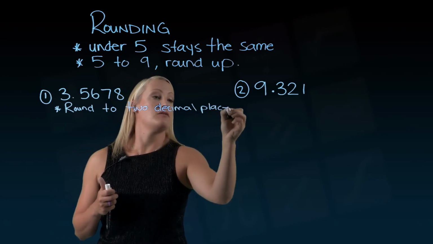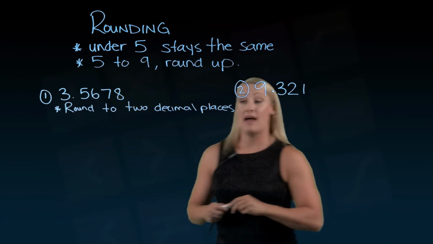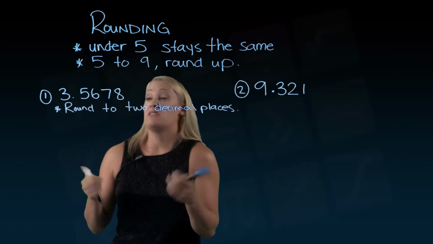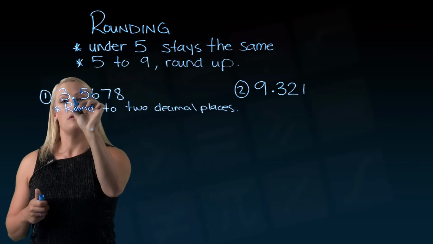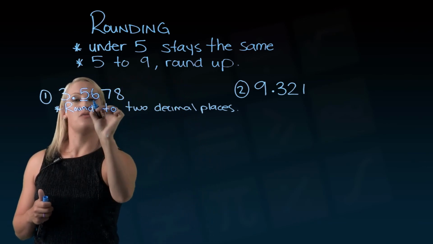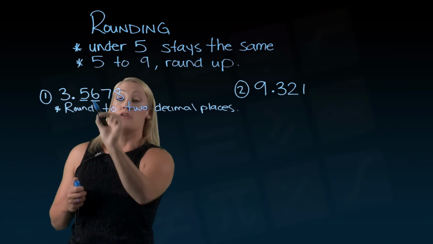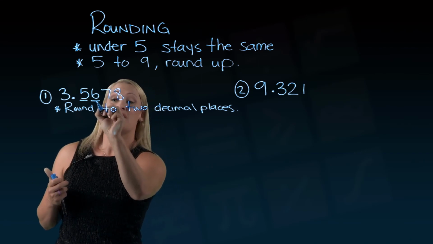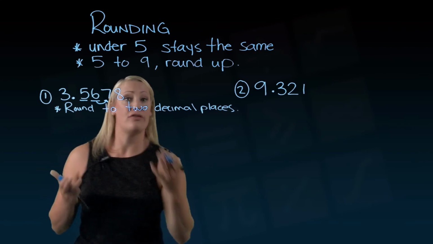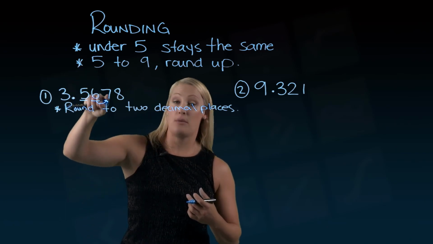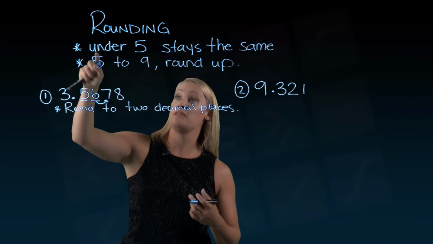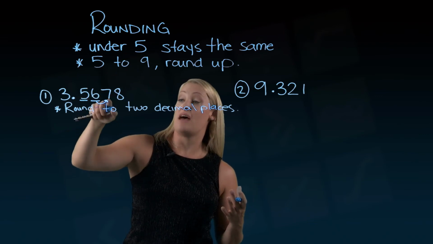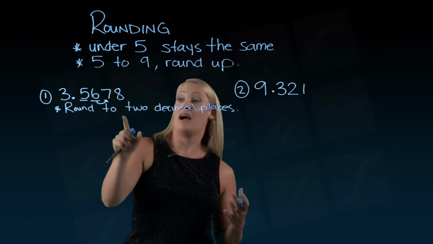The way that we would deal with that is we would look at 3.5678. 2 decimal places means 2 numbers after the decimal. Here's our decimal. There's 1 number after the decimal and 2 numbers after the decimal. So I want 2 numbers in my final answer, but in order to do that, I need to look at the next one over, the third one. If the third decimal place is under 5, then these 2 numbers would stay the same. But if that number is between 5 and 9, I would round up.